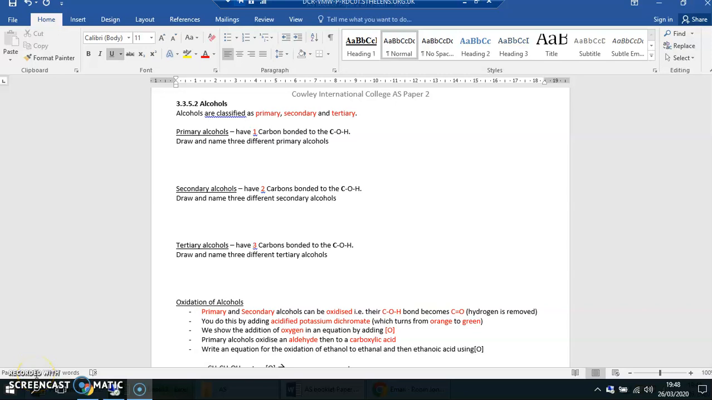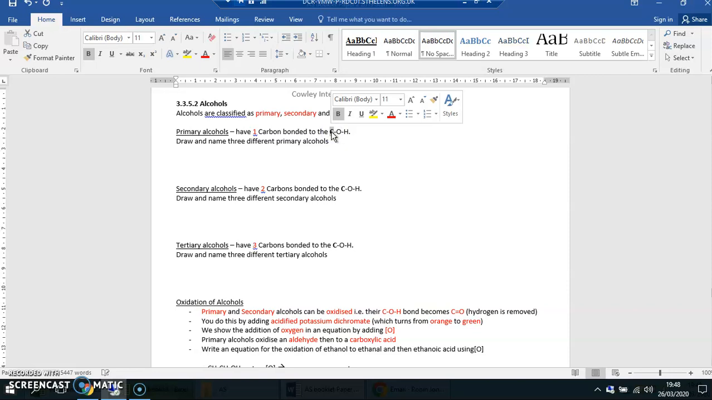Alcohols. Alcohols are classified as either primary, secondary or tertiary. Primary alcohols. So how do you decide if something is a primary alcohol? Well, the carbon with the OH, the COH bit, that carbon there is bonded to one other carbon. Primary means one. So it's got one other carbon attached.